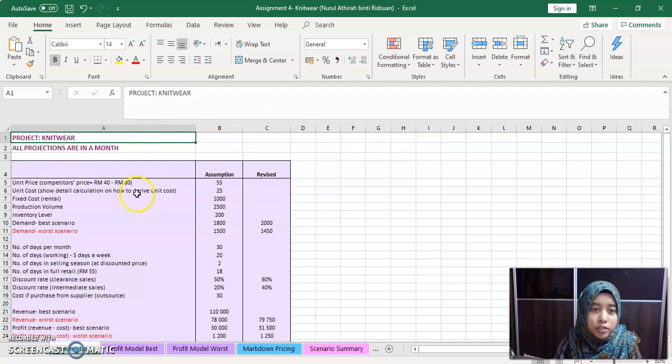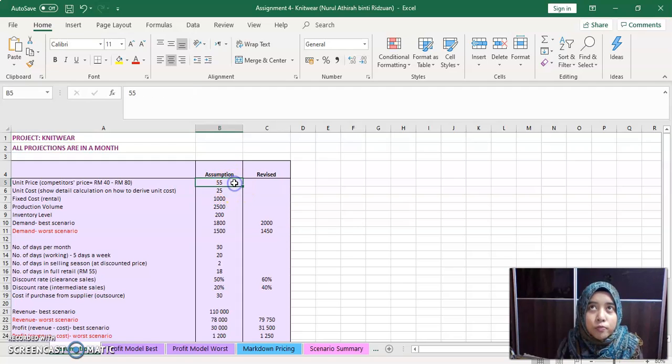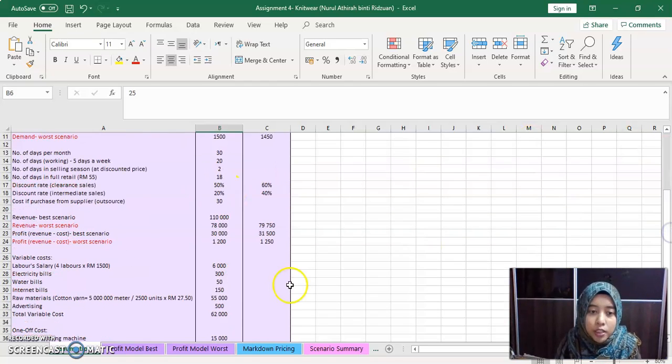This is my projections for months. So this is assumption for the unit price. Competitor's price 40 ringgit to 80 ringgit. So I assume for my knitwear is 55 ringgit. The unit cost is 25 ringgit. How I get 25 ringgit? I get 25 ringgit is from total variable cost 62,000.